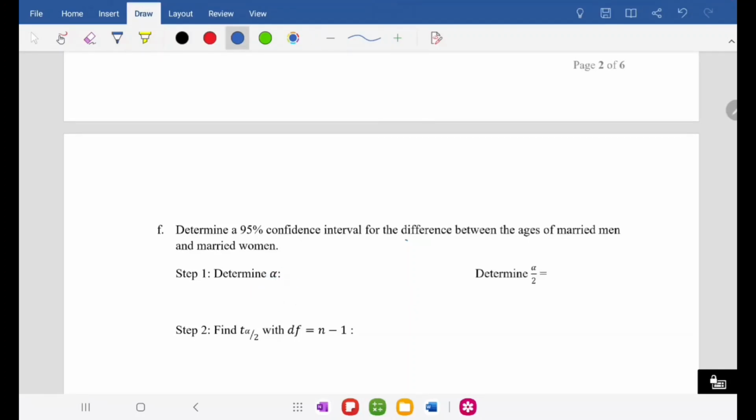So first we have to come up with our alpha, which is derived from our percentage confidence interval. So alpha is going to be 1 minus CL. So 1 minus 0.95 is 0.05. Alpha by 2: for all confidence interval problems, you have to divide alpha by 2. So it's going to be 0.025.